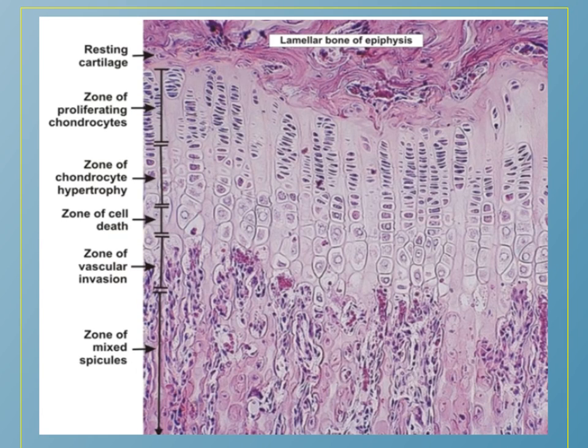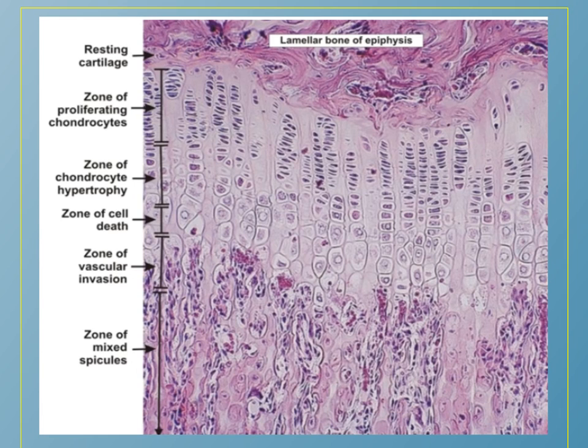Then we have the zone of cell death, where the cells, due to the calcification of the matrix, will die, and here you can see the nuclei are in a condition of disappearance. And then this will be followed by the zone of invasion.